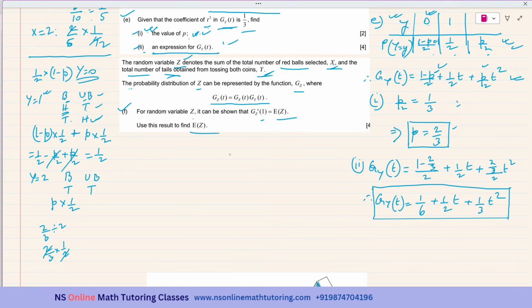Use this result to find the expected value of Z. It is carrying 4 marks.